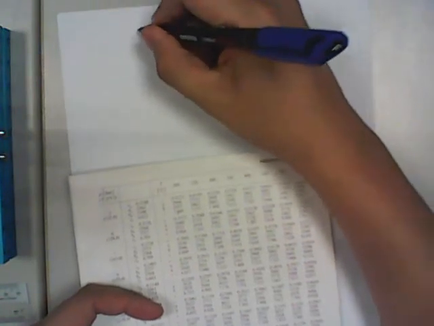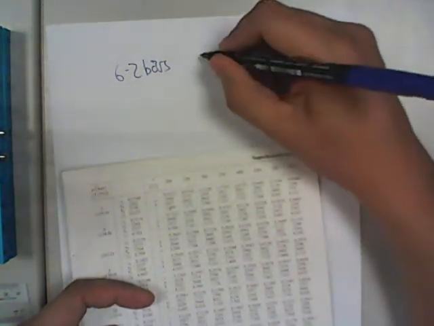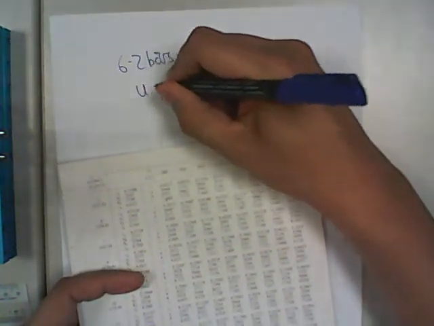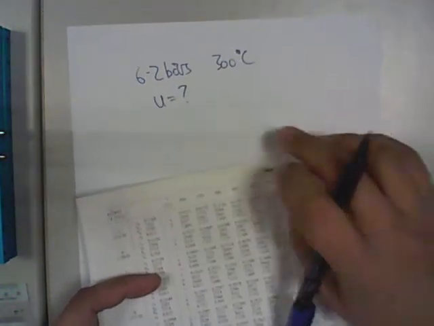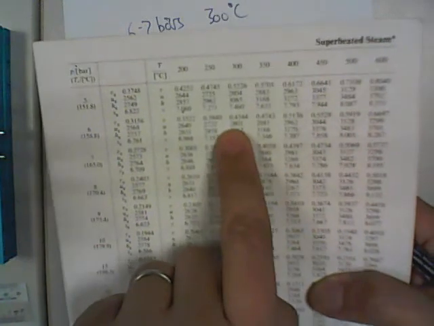Alright, let me give you another example. Now instead of looking at temperature, what I want is 6.2 bar and 300 degrees Celsius, and I want the specific internal energy. If you look at the steam table at 300 degrees Celsius, 6.2 is between 6 bar and 7 bar, and it's this row, and you want internal energy. So it has to be between 2801 and 2800. Quite close, huh? Anyway.